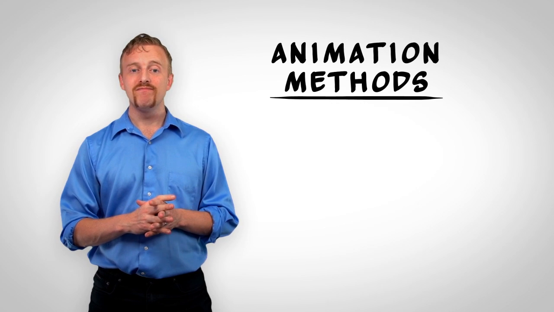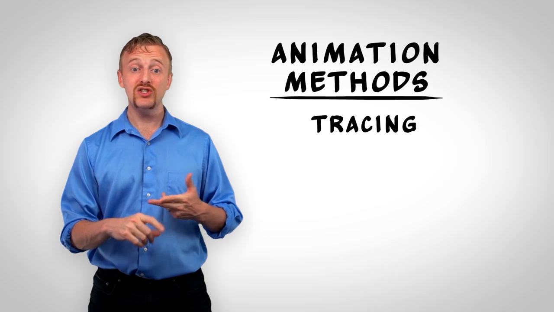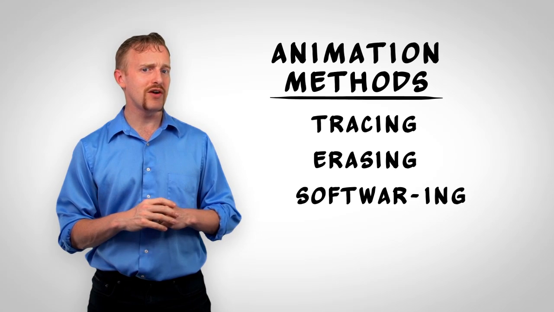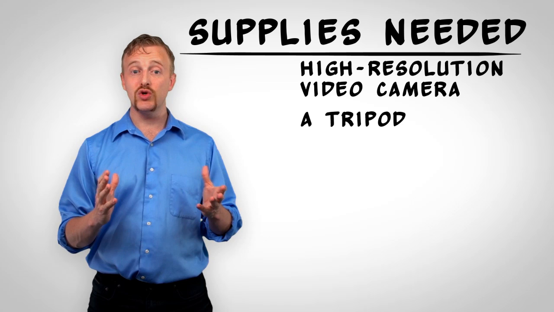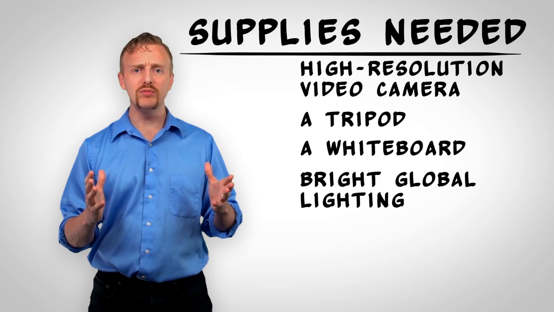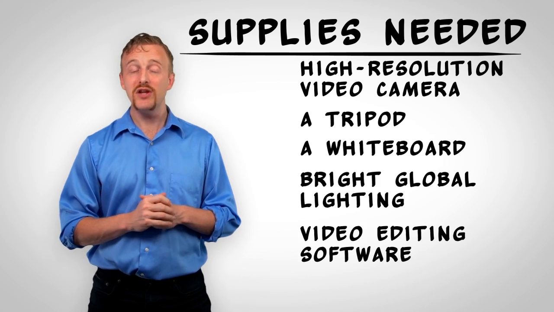Step 5, how do you make a whiteboard video, or what are the mechanics? Our studio uses 3 approaches and then some. Those approaches are 1, tracing, 2, erasing, and 3, softwaring. To make a real whiteboard video, you need a high-resolution camera, tripod, a whiteboard, bright global lighting from all sides, and video editing software.